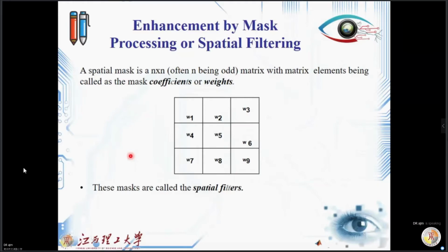The assumption is that the dimension is often an odd number. With this matrix, the elements, which we call coefficients or weights, make the spatial filter, an n by n matrix which has the coefficients or weights. And this mask we call a spatial filter.